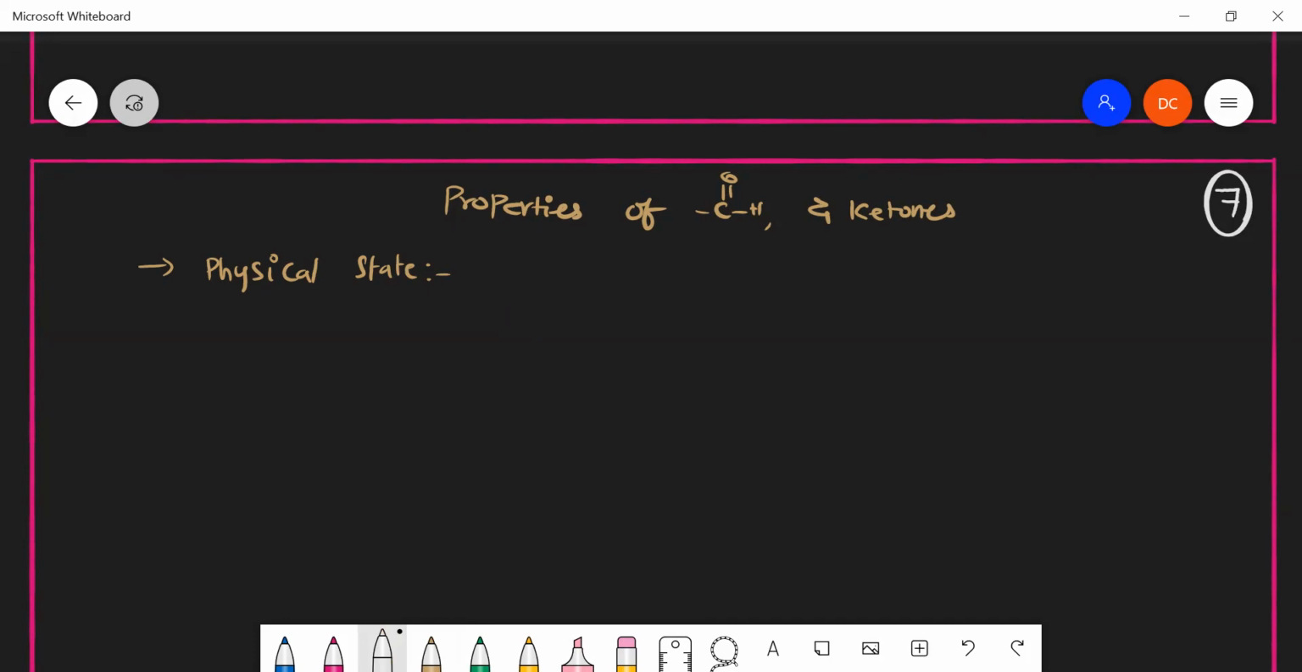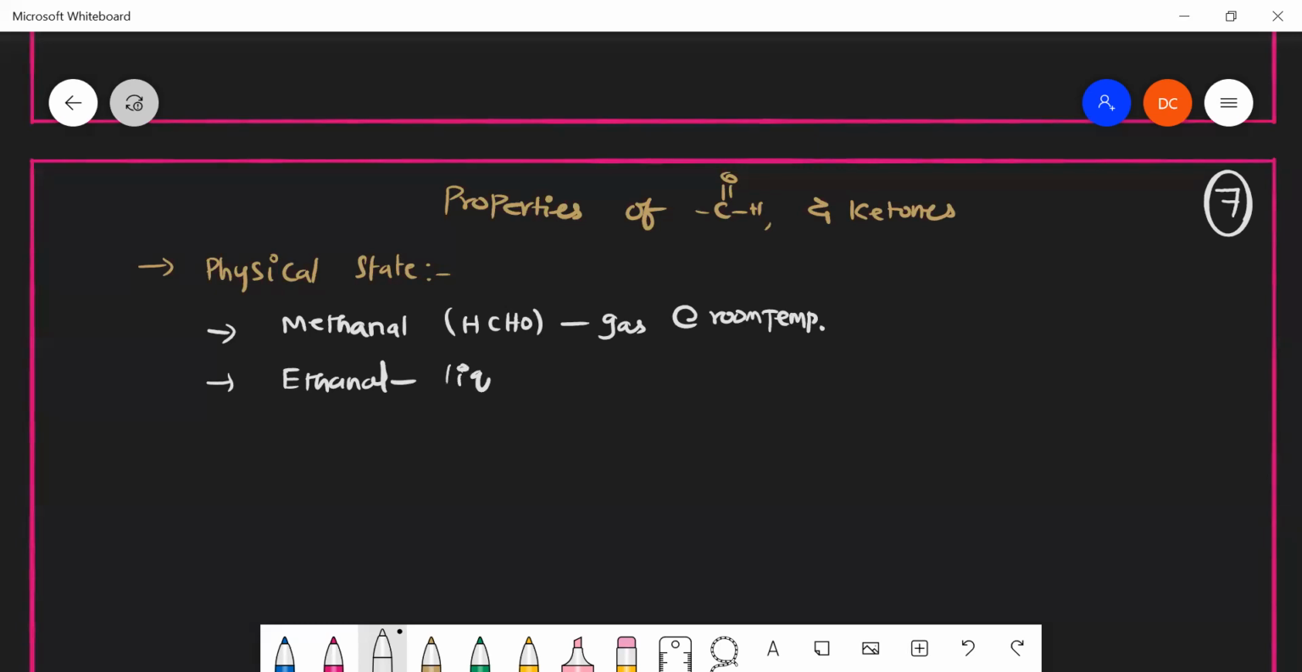Physical state, in the sense, the first compound of the aldehydes, methanal, that is HCHO, formaldehyde, is the only gas. Apart from methanal, everything else is a liquid. Even at room temperature, methanal will be gaseous. Even ethanal is a liquid. So a 2-carbon aldehyde is a liquid.